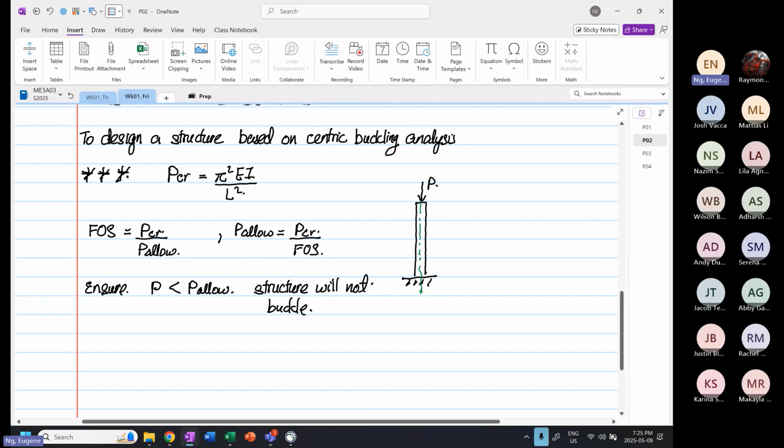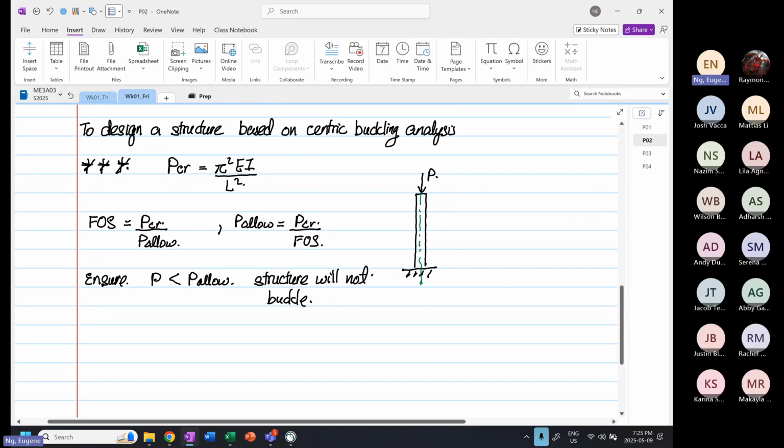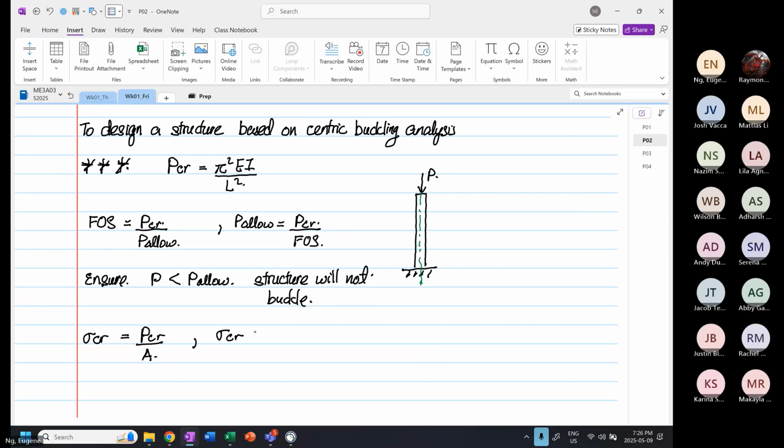However, this is still not enough. Once this is the case and the structure will not buckle, the next thing we have to do is calculate the critical stress, which will be equal to P critical divided by our cross-sectional area. And we have to ensure that the critical stress is less than the yield.